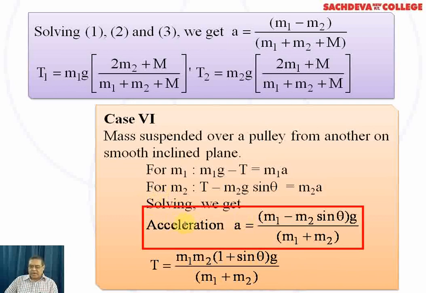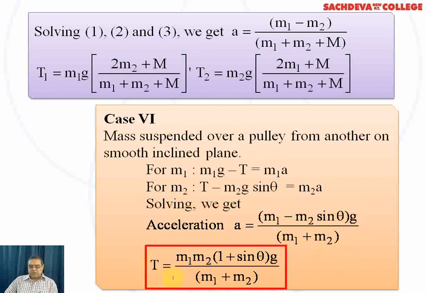get A. Again, we use the method of substitution and elimination, and we can find the value of A, which is (M1 minus M2 sine theta) into G over M1 plus M2. Now, T is equal to M1 M2 into (1 plus sine theta) into G over M1 plus M2. That is, we have put the value of acceleration in the second equation for M2 and we got this value.